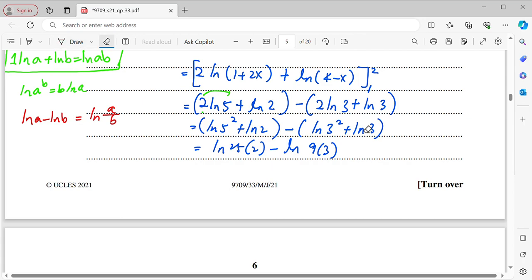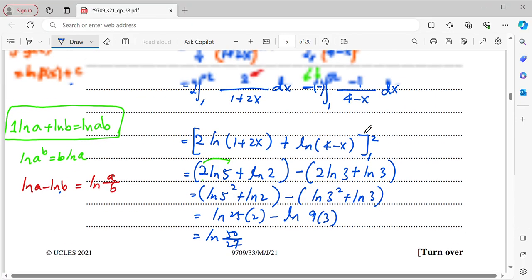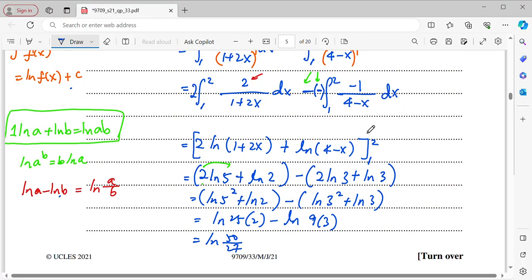So now I have to solve the division. So that means this is going to be ln of 50 over 9 times 3, which is 27. So then 50 over 27, that's the simplest form. That means this will be our final answer. Okay, so let's move on to the next question.